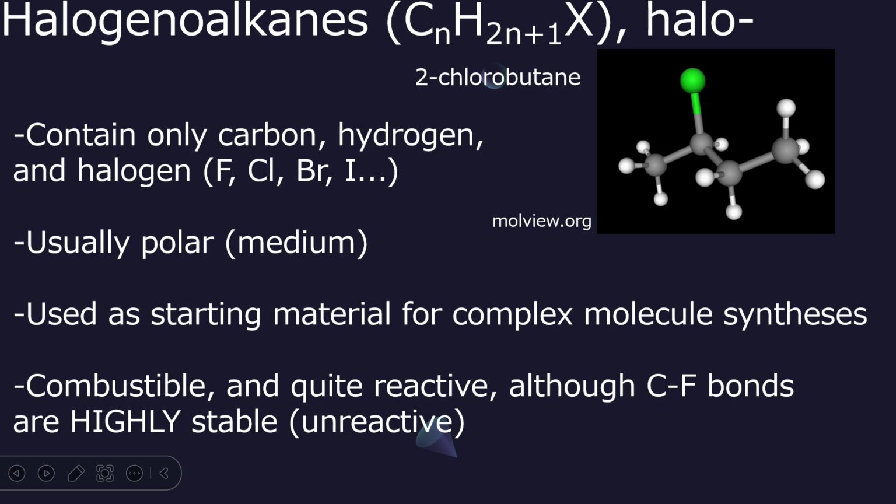They're usually polar, like medium polarity, medium high. They can be used as starting material for complex molecule synthesis because the carbon-halogen bond for chlorine, bromine, and iodine is quite weak. It can be changed to something else. But C-F bonds are highly stable and unreactive. These are combustible as well, but they'll often make chlorinated combustion products, or halogenated combustion products, which are not very environmentally friendly. So we don't usually combust them on purpose.